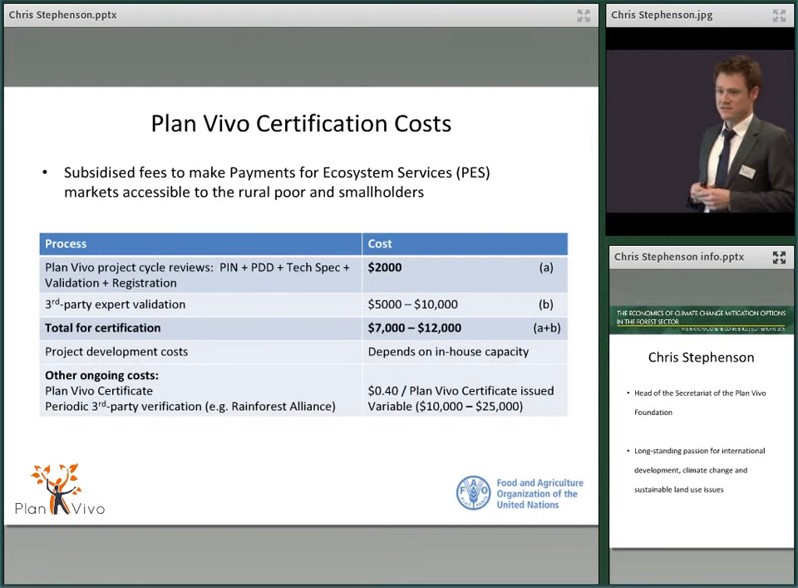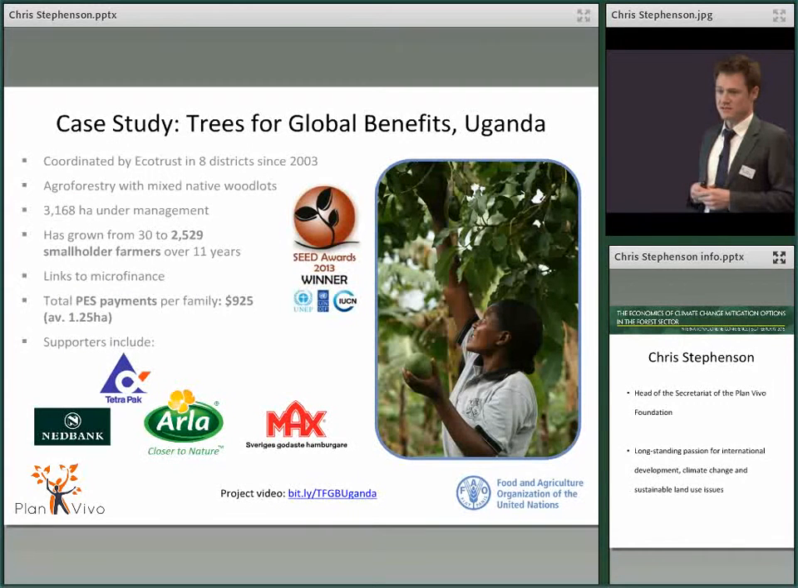We also have an external verification, which typically tends to take place every 5 years in a project, and this is again an external cost of around about $10,000 to $25,000. The project development costs themselves, the feasibility studies, and the initial work is often donor financed, and that's not built into these calculations. So moving on to the next slide, we have a case study here from Trees for Global Benefits in Uganda.